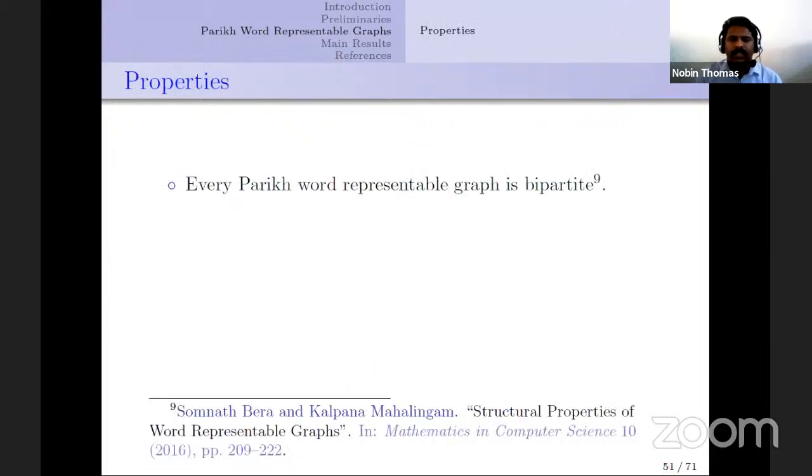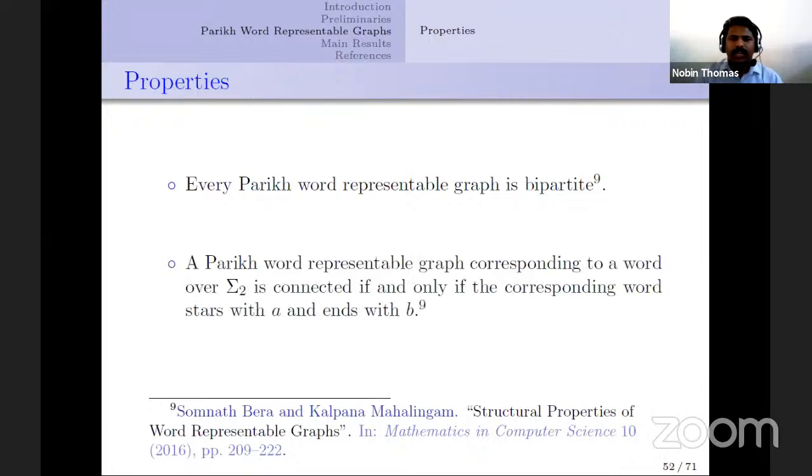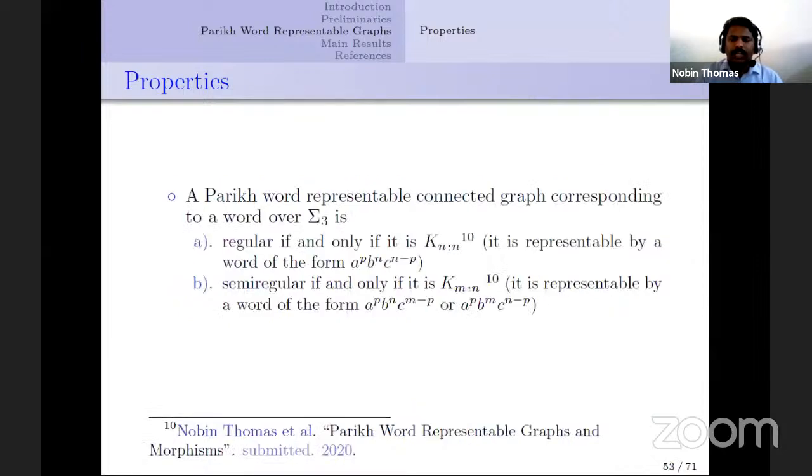Now, these are some properties. Every Parikh word representable graph is bipartite. A Parikh word representable graph corresponding to a word over sigma 2 is connected if and only if it is a core word.